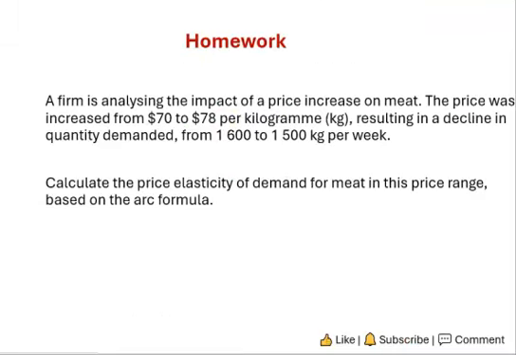Lastly, ladies and gentlemen, is your homework. Please read the question and then after that, calculate the price elasticity of demand using the Arc formula.